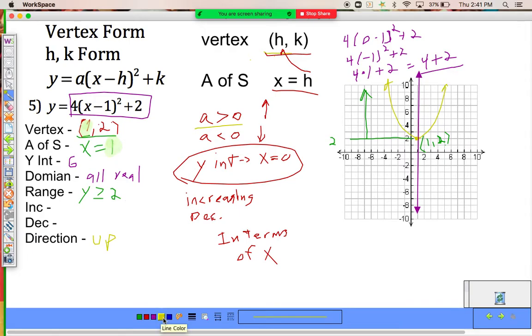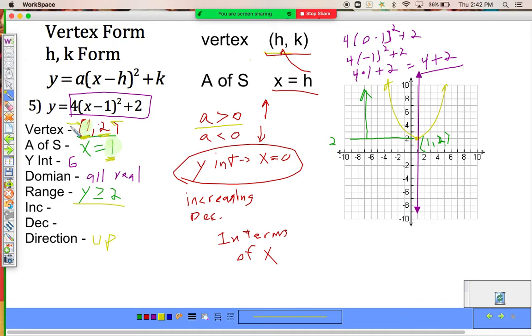If you look, my axis of symmetry and my vertex have the same x value. My range and my vertex are based on the same y value. Always going to work that way. Your range is going to be based on the y value of your vertex. Your axis of symmetry is going to be based on the x value of your vertex.